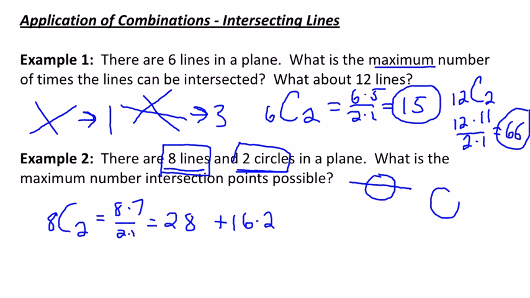And then finally the 2 circles could intersect each other twice, and so we add 2. Add all that up and you get 62. And so part of the problem was using combination theory, and then you had to use some logic about looking at how many ways the lines and the circles would intersect each other.